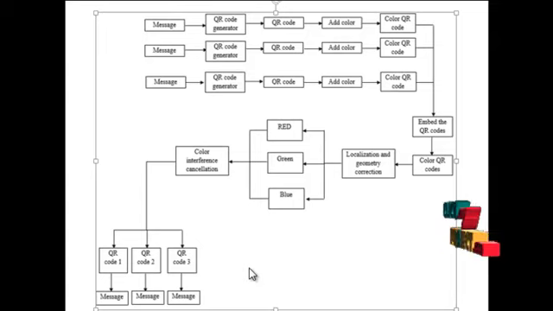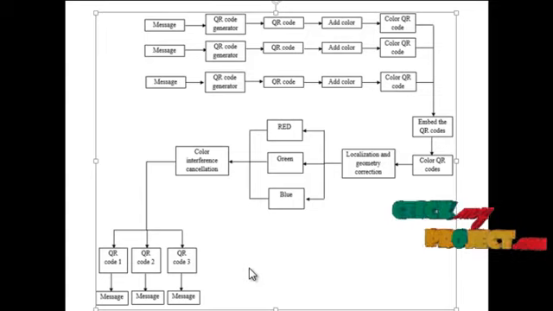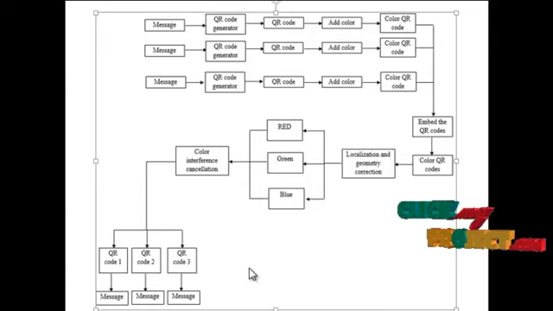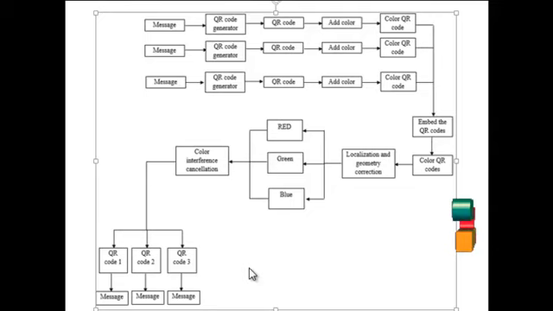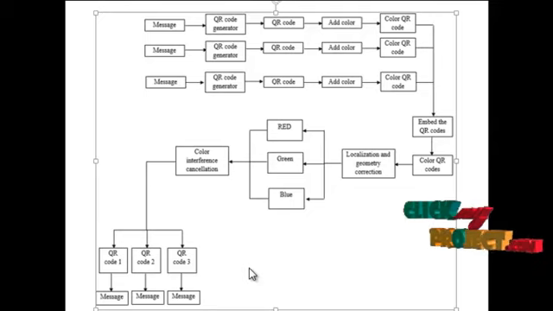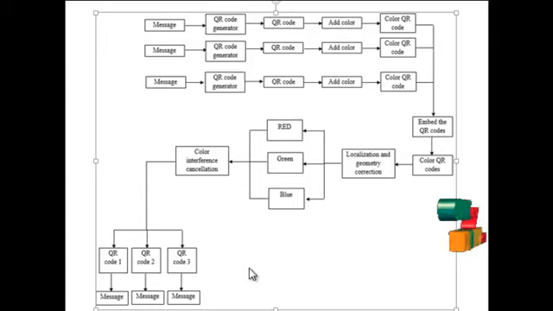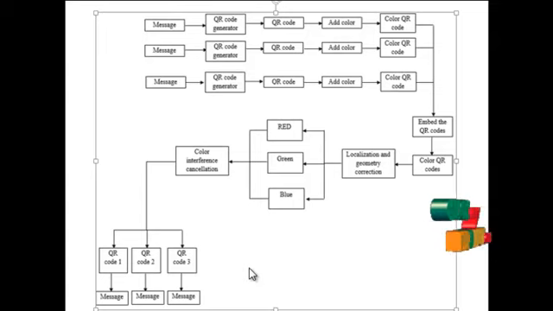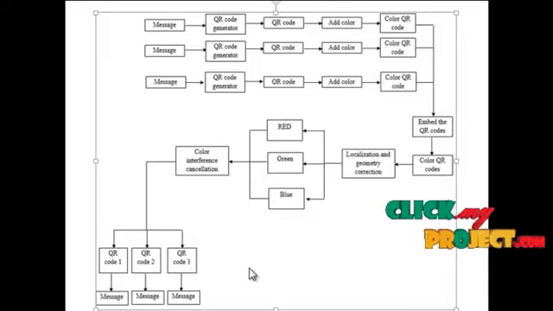After the localization and geometry correction, the red, green and blue bands are extracted from the color QR code on the receiver side, and then we use the color interference cancellation system. We maintain the color changes from the QR code, and then we extract the three different QR codes from the sender side. They are extracted separately. After we recognize the QR codes with the normal QR code application, it gives the same messages from each QR code.